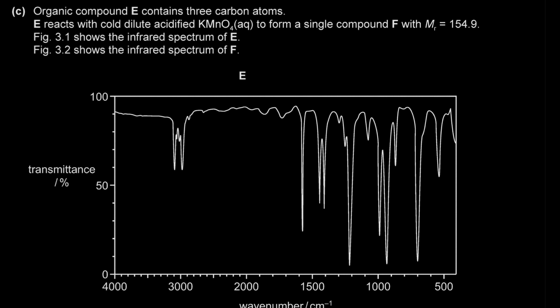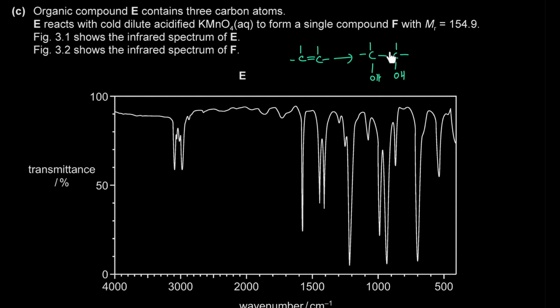Compound E reacts with cold dilute acidified potassium manganate(VII). So what do you think compound E is? What functional group does compound E have? What reacts with cold dilute KMnO4? Alkenes can be oxidized by cold dilute acidified KMnO4 to form diols. This is the weak oxidation of alkenes. Weak oxidation of alkenes results in the formation of diols.